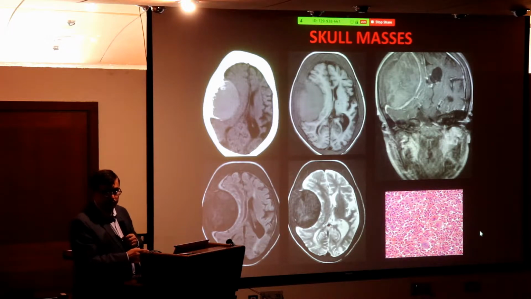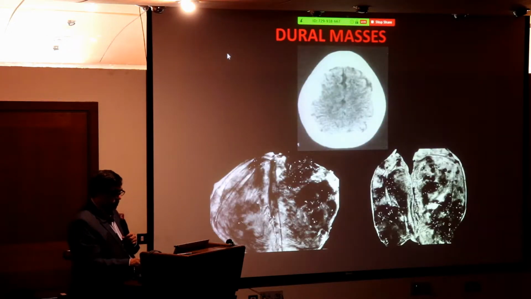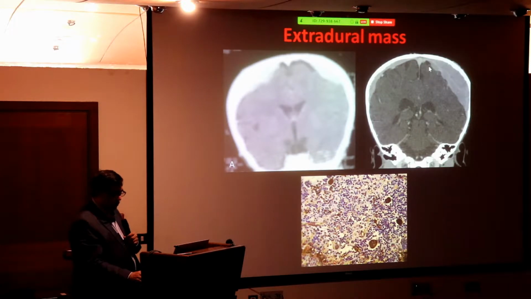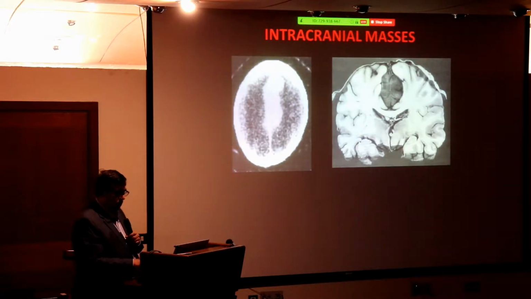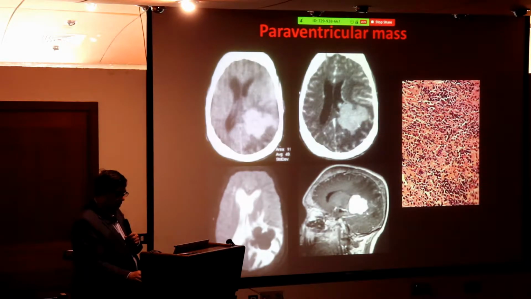Again, this is not fiction, these are real cases. Like this one, skull masses. Or dural masses. This is a dura with masses in it. Or extradural mass, like extradural hematoma, but this is a mass of hematopoietic blood, or mass. Or intracranial mass inside the brain. Here it is inside the brain and the triangle.